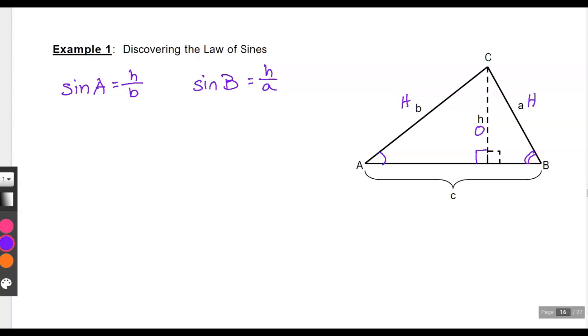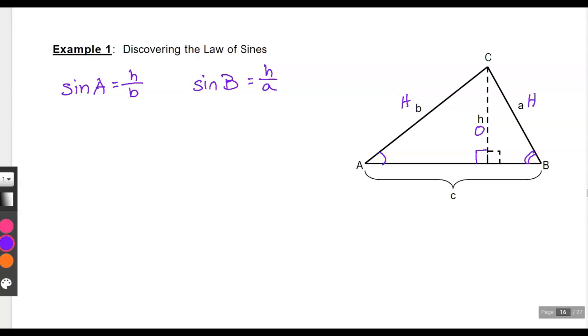So if I'm trying to compare these two trig functions together, what I'm going to want to do is solve each one for H. I want to get the H by itself. Because I know that in both of these triangles, the H is the same. The height is the same. It's the same value. So on each of these, I'm going to solve for H.